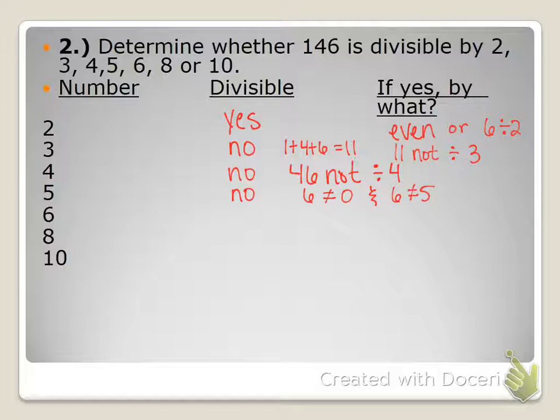What about 6? No, why not? Well, careful. It was divisible by 2, but it's not divisible by 3. So it's got to be divisible by both of those. So if it wasn't divisible by both of those, then it's not going to work. What about 8? Well, what's our rule for 8?